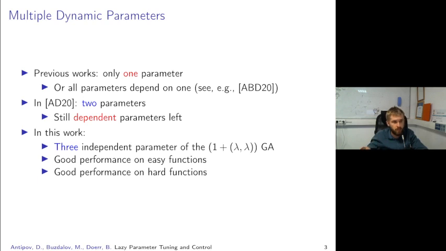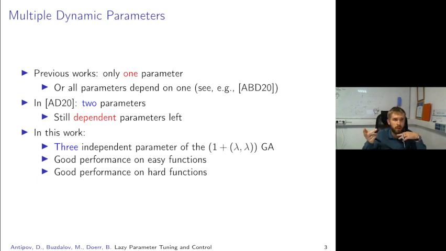The story becomes even more interesting when we have more than one parameter, and previously in most theoretical works only one parameter was chosen or controlled dynamically, and other parameters were set up according to this one. In our previous PPSN paper, we considered the (1+(λ,λ)) GA, where we select two different parameters independently, but then we have a third parameter which we set equal to one of those chosen dynamically. So there is a dependency which is very problem specific.